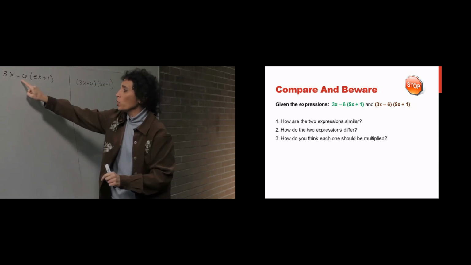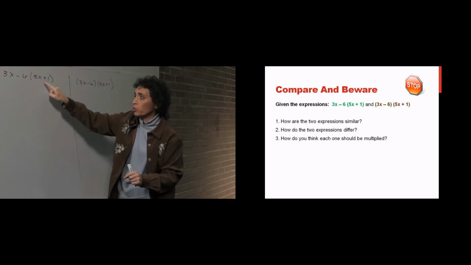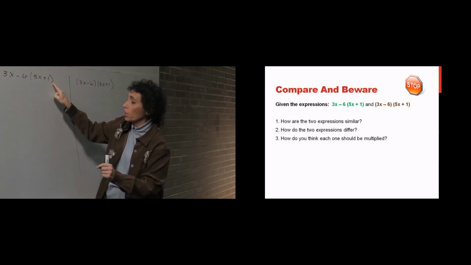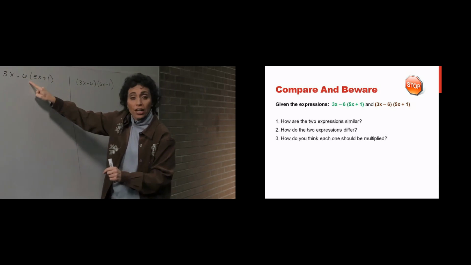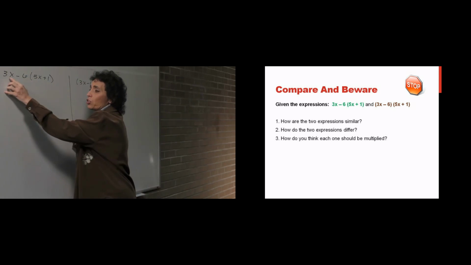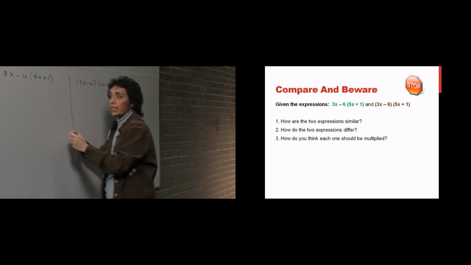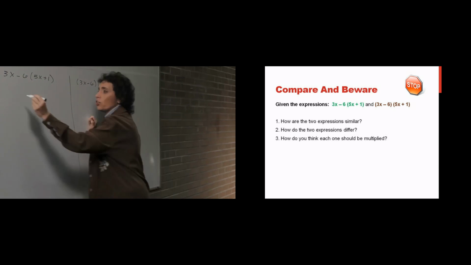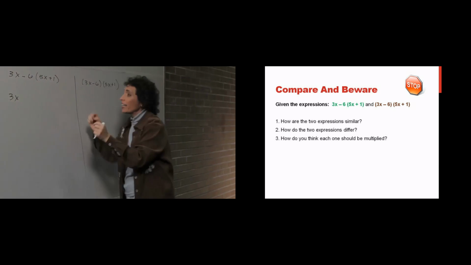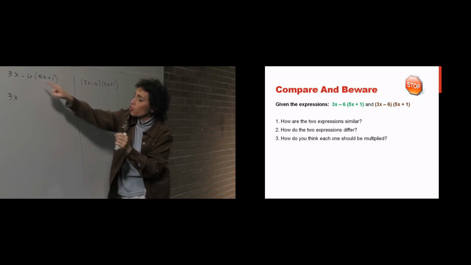Okay, here the only thing being multiplied by the 5x plus 1, and we know it's attached by multiplication because of the parentheses, is the negative 6. Okay, how do I know that? Because the 3x is attached to the 6 by a minus, so I know that's not getting multiplied. So here's how this looks. It looks like, since I can't combine here, I'm going to have to distribute this negative 6.